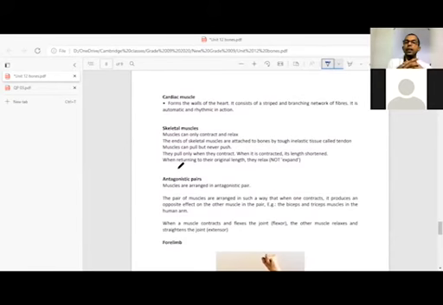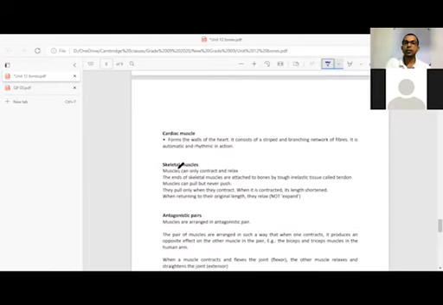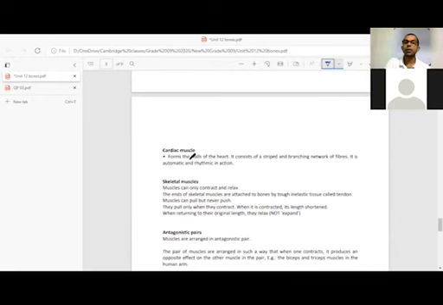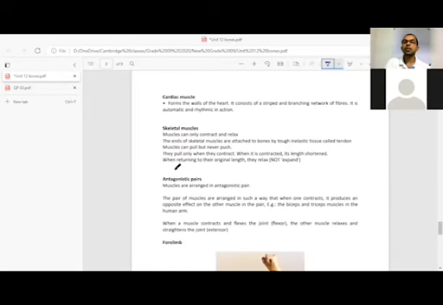So, considering our voluntary muscles, the skeletal muscles, these muscles can only contract and relax. The ends of the muscles are attached to the bones via tendons.